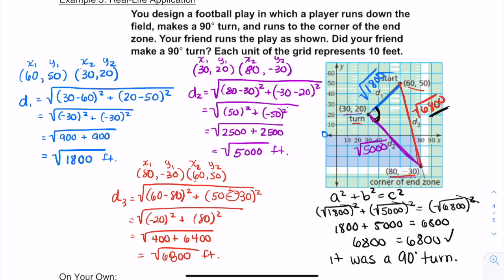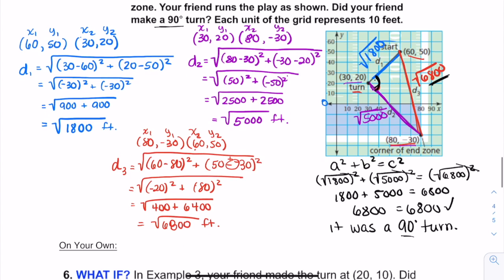Regresando a la pregunta, did your friend make that 90-degree turn? Yes. Okay. So that there is an example of your distance formula y después usando el converse of the Pythagorean theorem. Si a cuadrado más b cuadrado es igual a c cuadrado, tenemos ese triángulo de 90 grados.